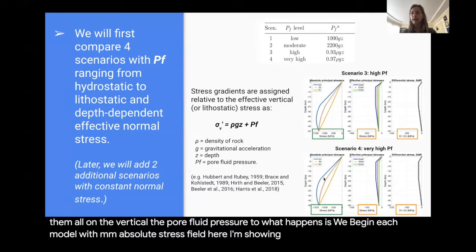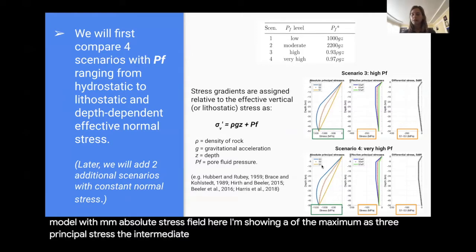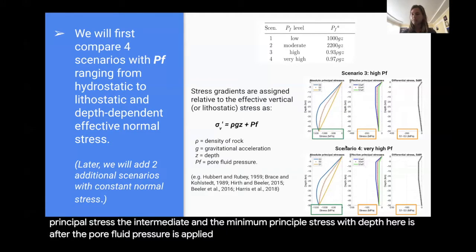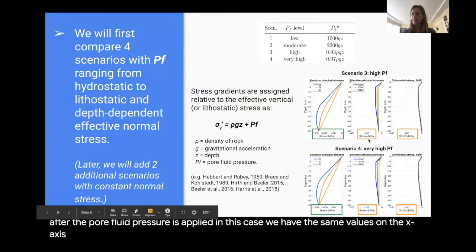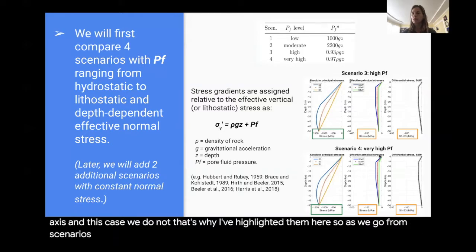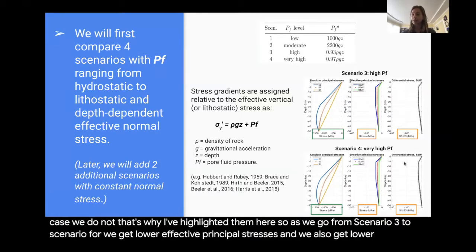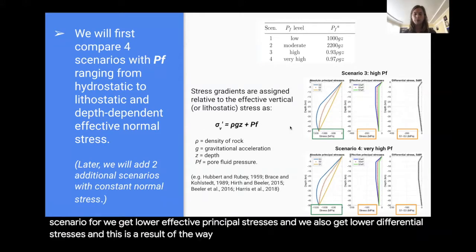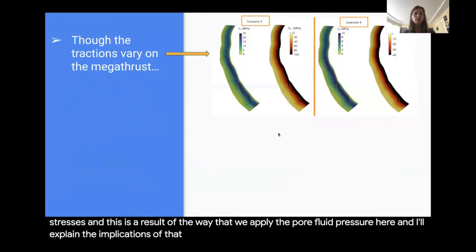Here I'm showing a profile of the maximum, the intermediate, and the minimum principal stress with depth. Here is after the pore fluid pressure is applied. In this case, we have the same values on the x-axis. In this case, we do not. That's why I've highlighted them here. So as we go from scenario 3 to scenario 4, we get lower effective principal stresses, and we also get lower differential stresses. And this is a result of the way that we apply the pore fluid pressure here. And I'll explain the implications of that a bit on this slide.